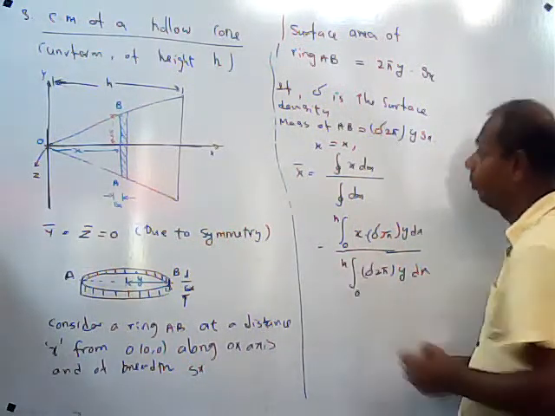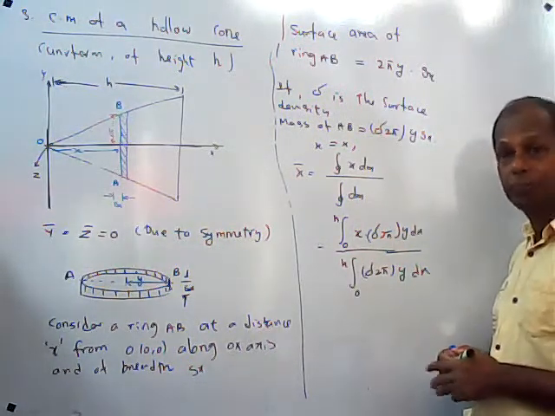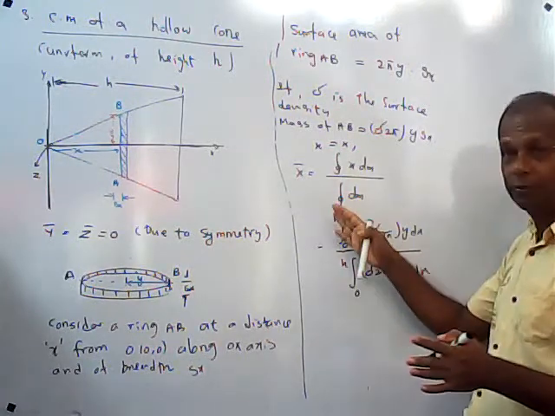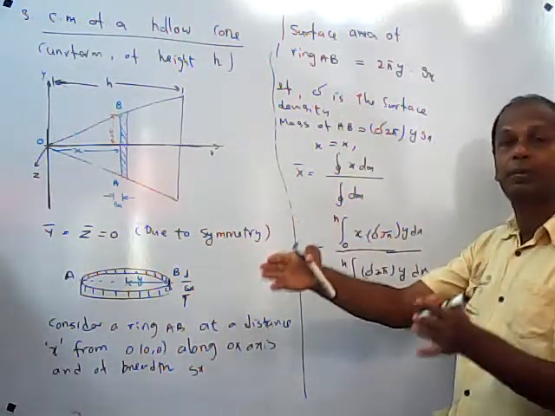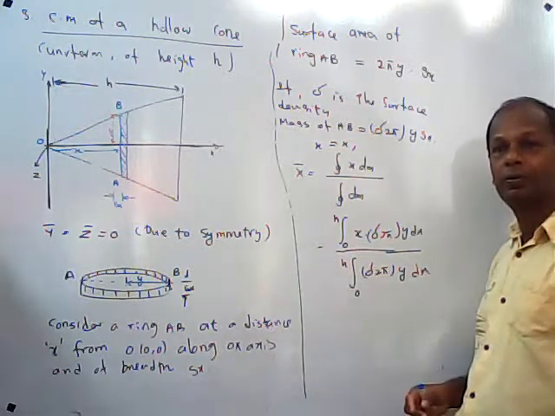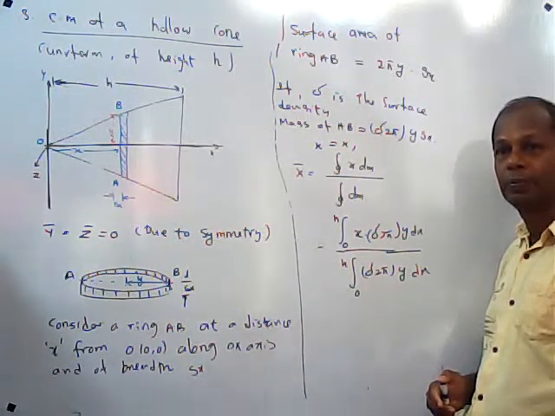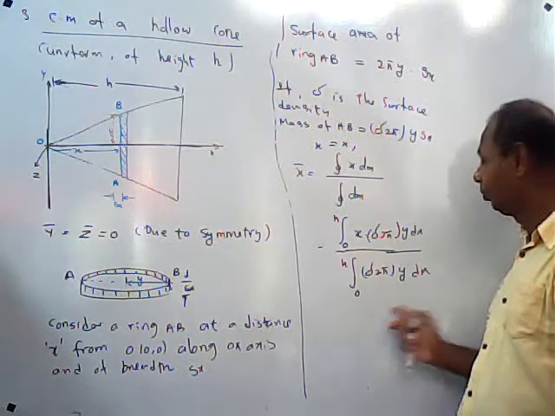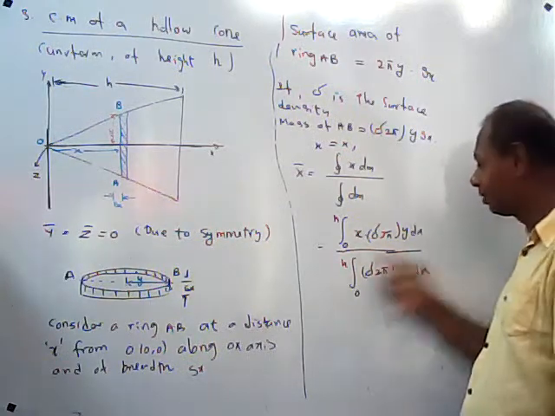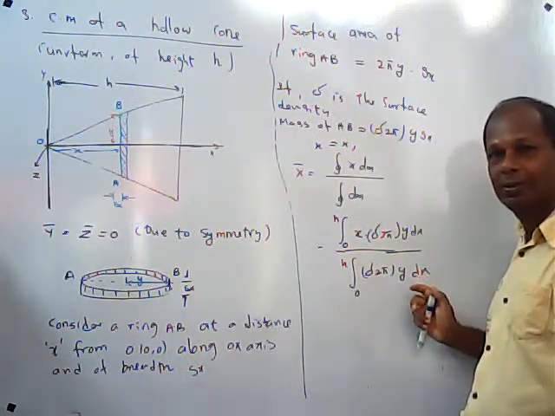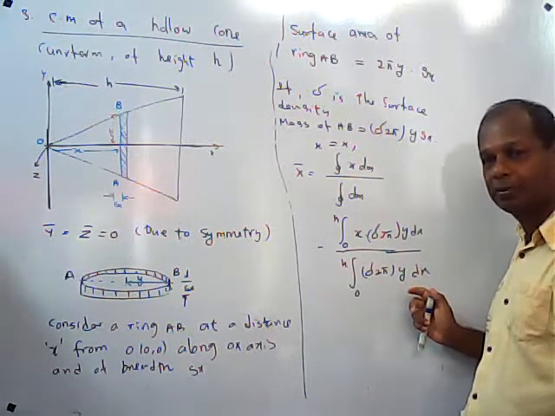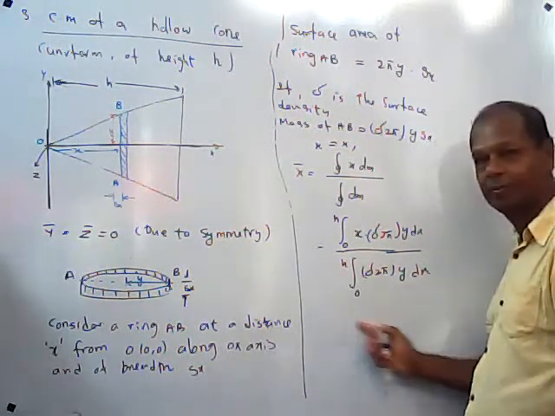0 to h. If students ask you to find not x bar first, they sometimes ask to find the mass of the body. What do you do? This is the mass of the body, right? If you are asked to find the mass of the body separately, just find this.